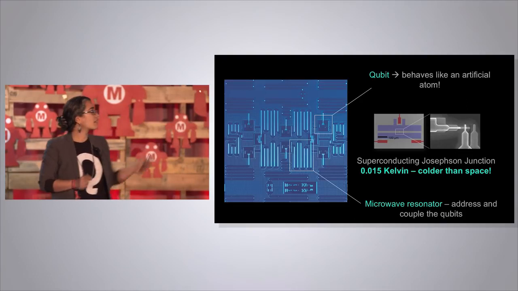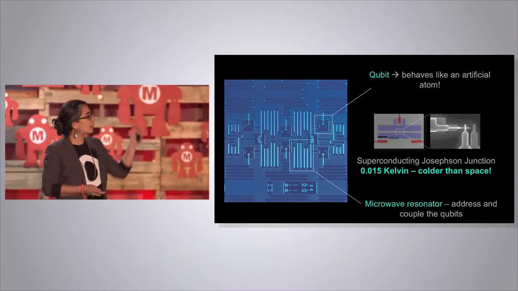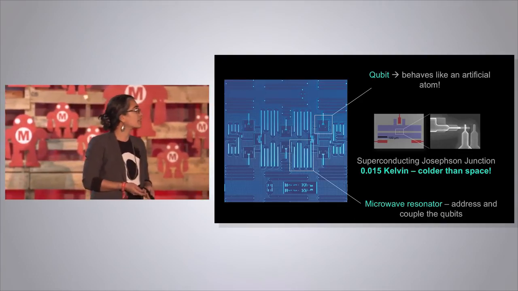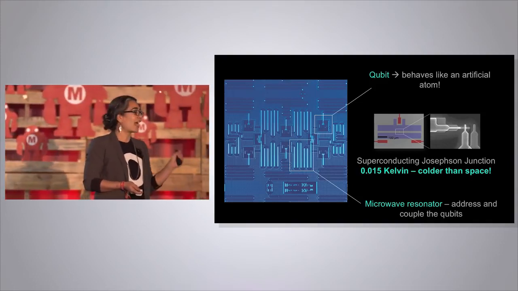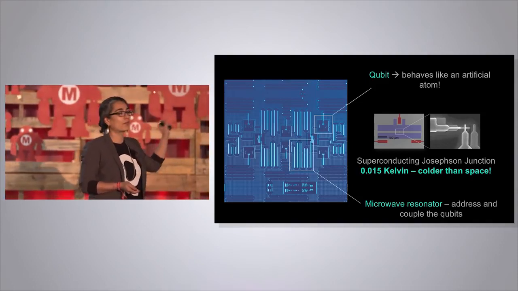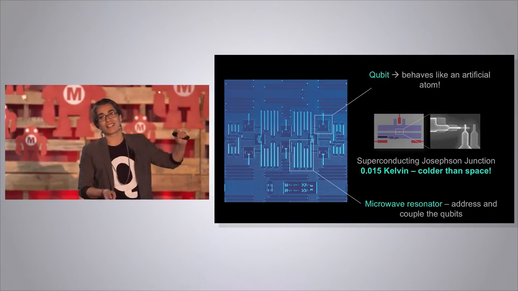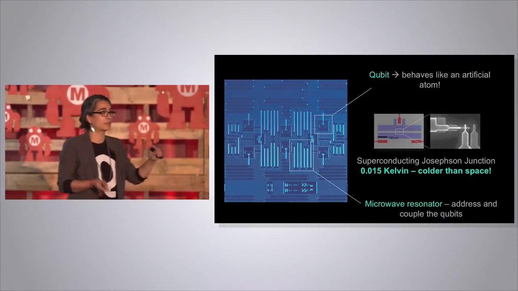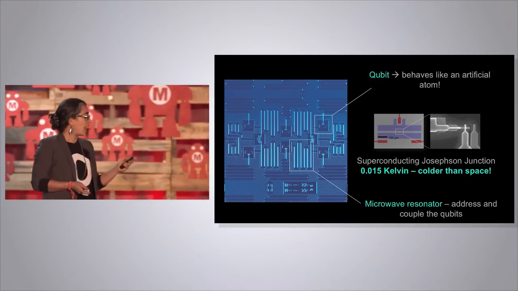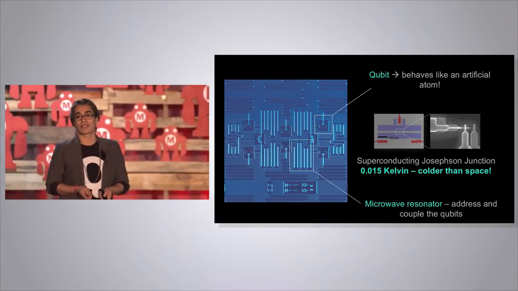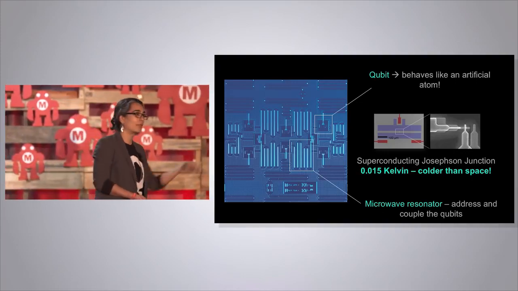You have these squares that are your qubits, and these squiggly lines are your microwave resonators, and inside of the qubit is a superconducting Josephson junction. And we got to cool this thing down to 0.015 Kelvin, where 0 is absolute 0, right? Room temperature is 300. This is significantly colder than outer space. And we talk to the qubits with microwaves. So this is what it actually looks like. This is how we talk to the qubits.